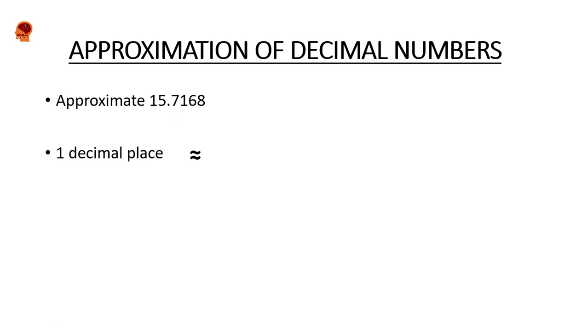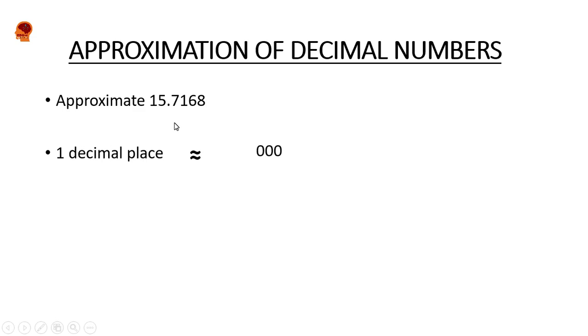The second digit is two decimal places. That's the second number after the decimal point, and it goes on and on. Okay, now we quickly want to learn how to approximate 15.7168 into one decimal place, and the answer is not far-fetched.